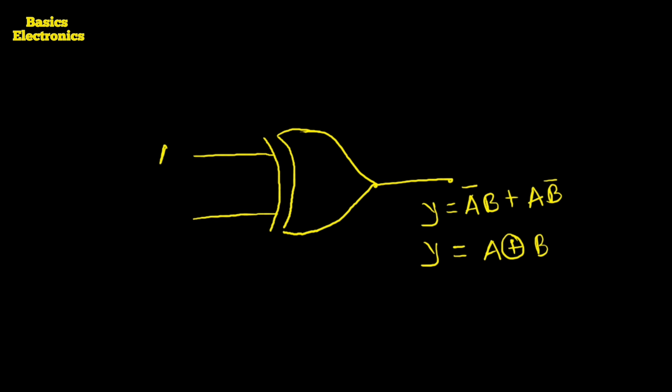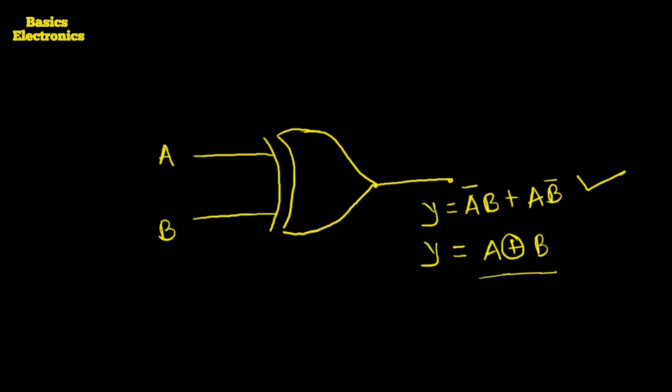So here the two-input XOR gate symbol is there, with the A input and the B input. Its output equation we can directly write as A XOR B, or we can write it as A bar B plus A B bar. If you have to draw the three-input symbol, then you just add one more input, nothing more to do. So this is the symbol of the XOR gate.